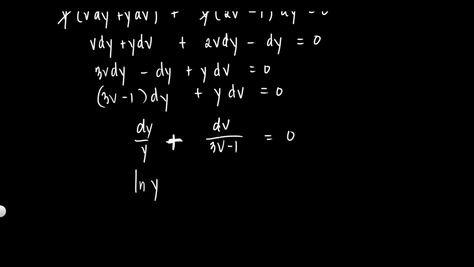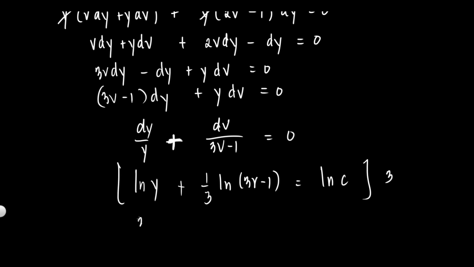Then, the integral of the second term, dv over 3v minus 1. Okay, if we let u be equal to 3v minus 1, the derivative of u is 3 dv. So, we need to introduce 1/3 outside the integral. So, that is 1/3 times ln of 3v minus 1 equals c or ln c. And multiply everything by 3. Okay, so 3 ln y plus ln of 3v minus 1 equals 3 ln c.